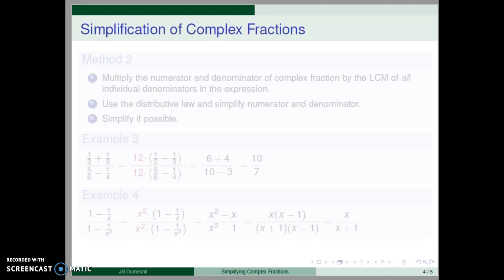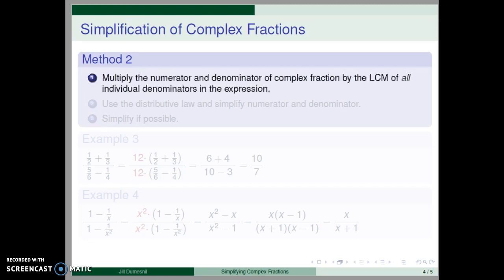Let's look at a second method for simplifying complex fractions. This method views the complex fraction as one big fraction and multiplies it by a clever version of 1. First, we want to multiply the numerator and denominator of the complex fraction by the least common multiple of all individual denominators in the expression. Then use the distributive law to simplify both the numerator and the denominator, and finally simplify if possible.